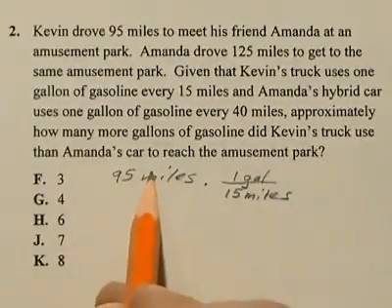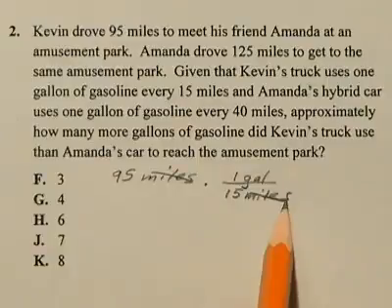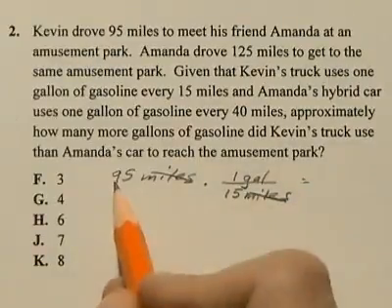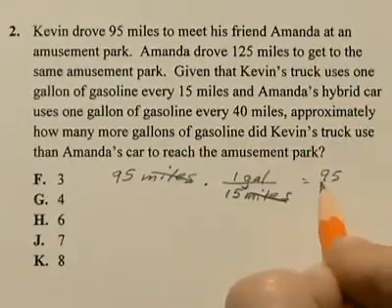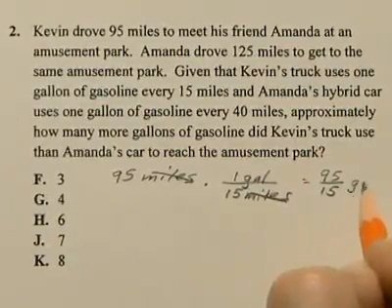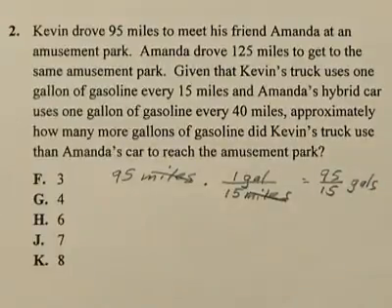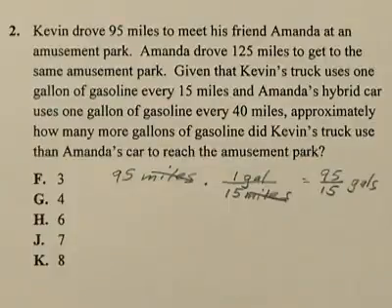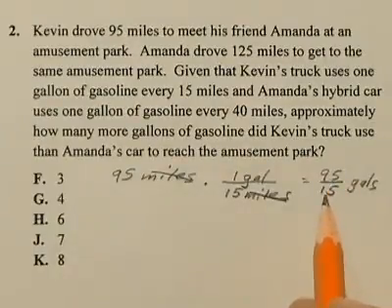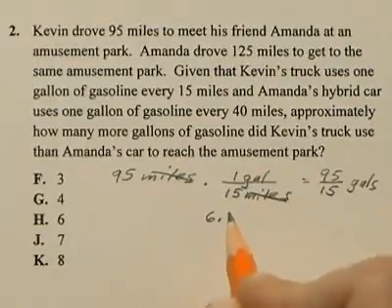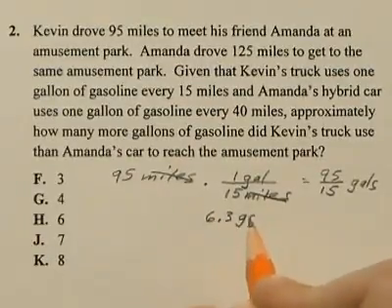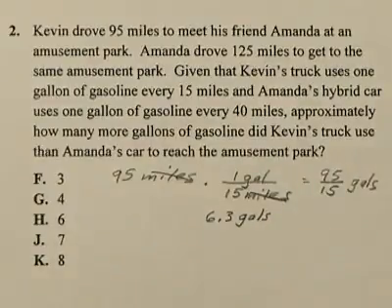So I'm going to cancel out the miles now when I multiply. The miles will cancel, and I'm left with 95 over 15 gallons. Okay? Now, if you have a calculator, you can certainly put that in your calculator. If you don't, you're going to need to work this out by hand. But if you take 95 and divide by 15, you're going to get around 6.3 gallons. That's the amount of gasoline that Kevin's truck used to get to the amusement park to meet Amanda.